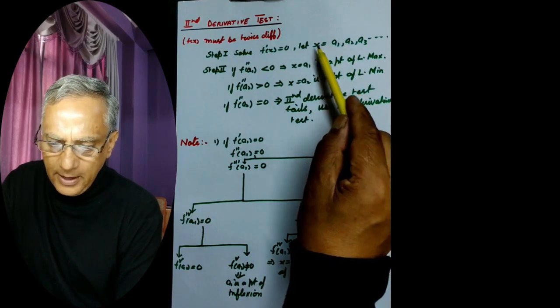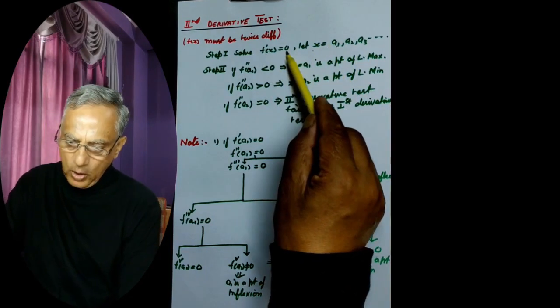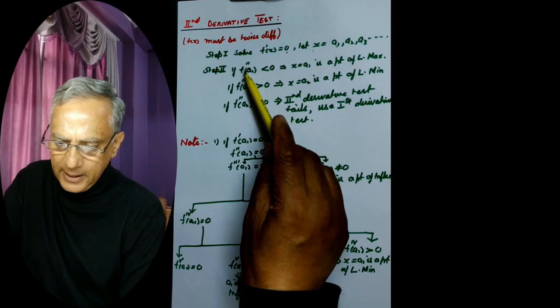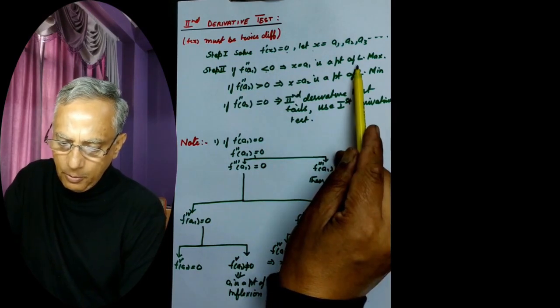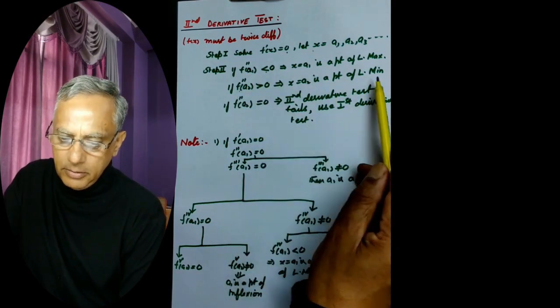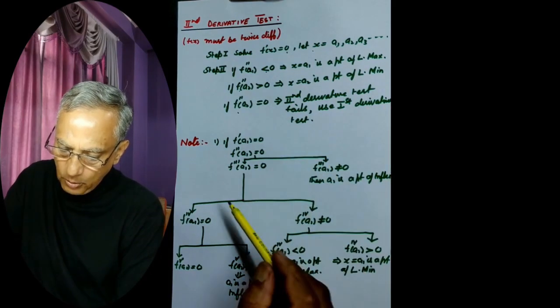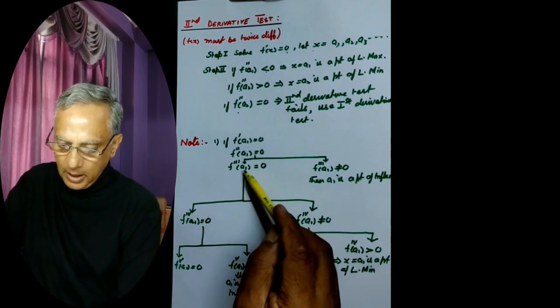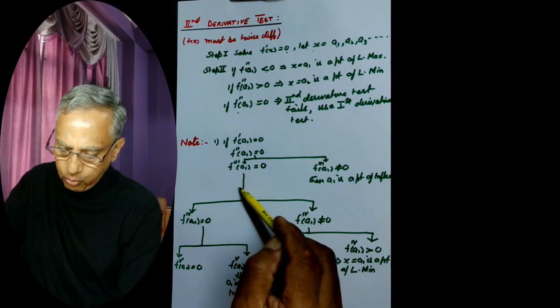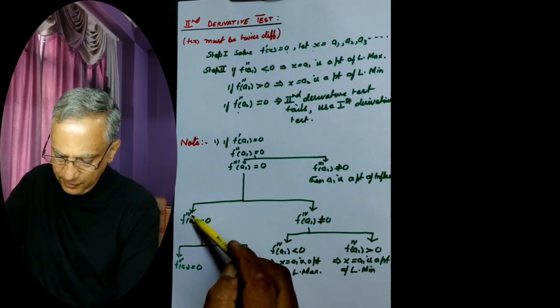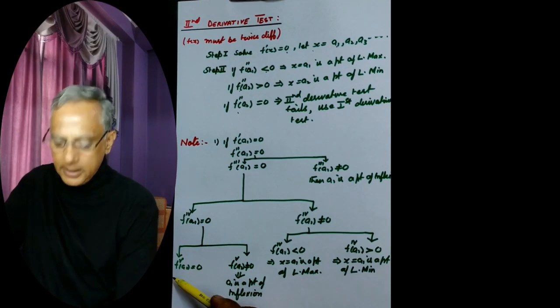Now at x equal to a1, this is 0. Now you find the second derivative. If it is negative, then local maximum. If it is positive, then local minimum. If 0, this test fails. In that case, you will find the third derivative. If the third derivative is 0, you will find the fourth derivative. If the fourth derivative is 0, you will find the fifth derivative till it is non-zero.